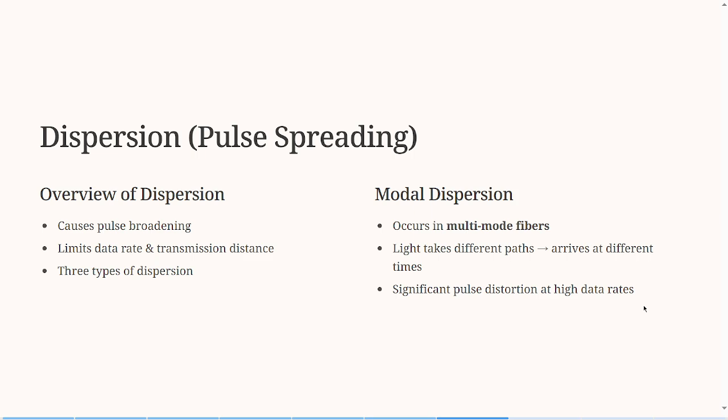The first type is modal dispersion, which occurs in multi-mode fibers. Since different light rays take different paths, some straight, some zigzag, they reach the end at different times, which causes the output pulses to be wider than the input pulse. Modal dispersion is a major limitation in multi-mode communication over long distances.